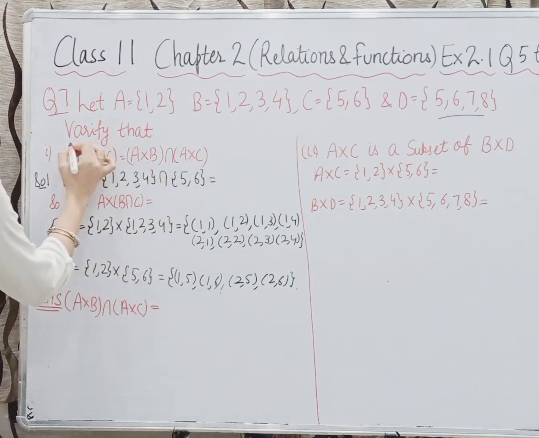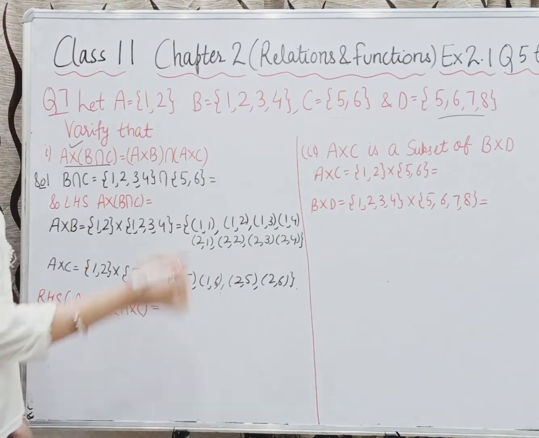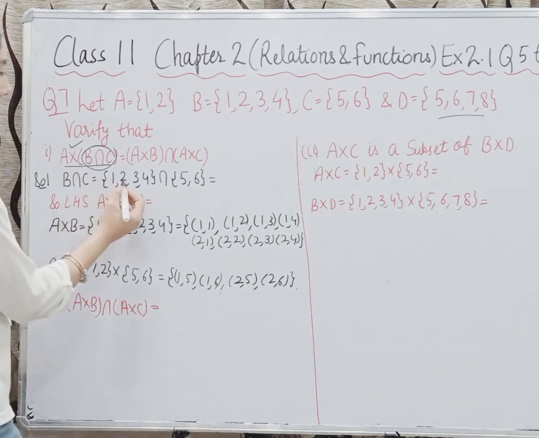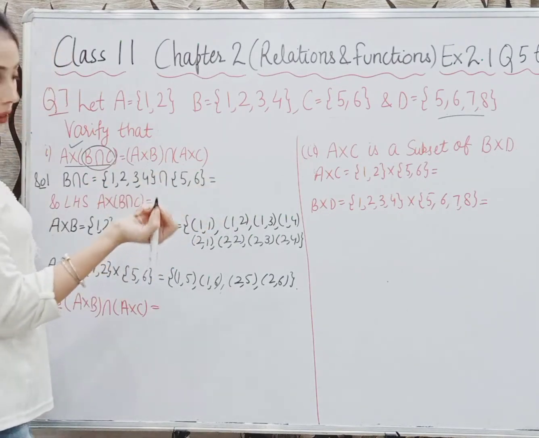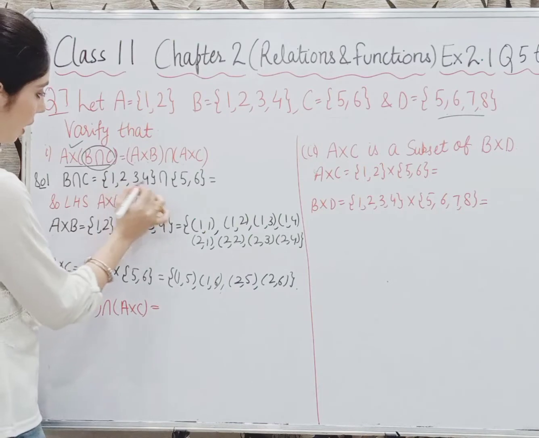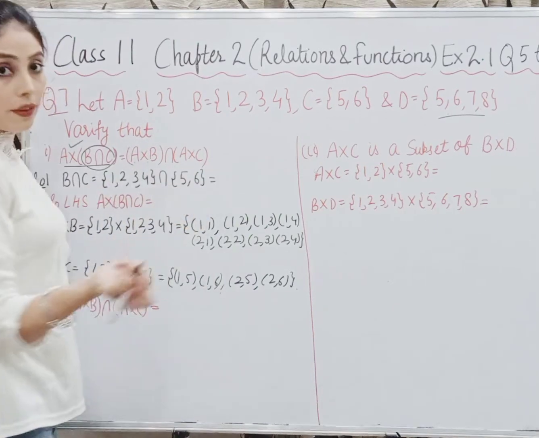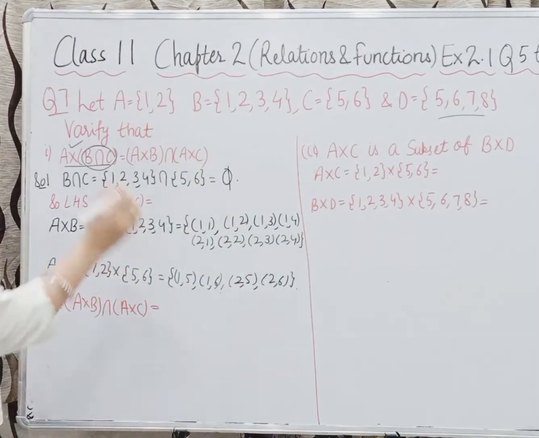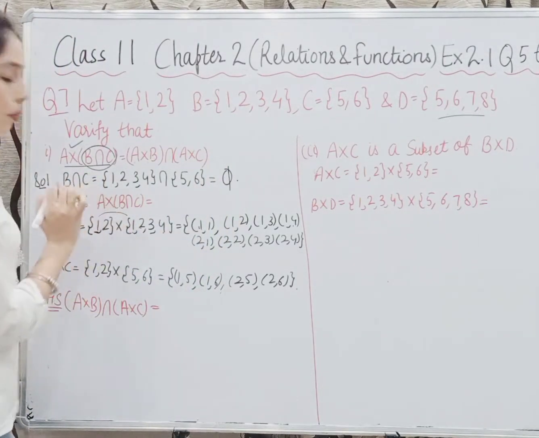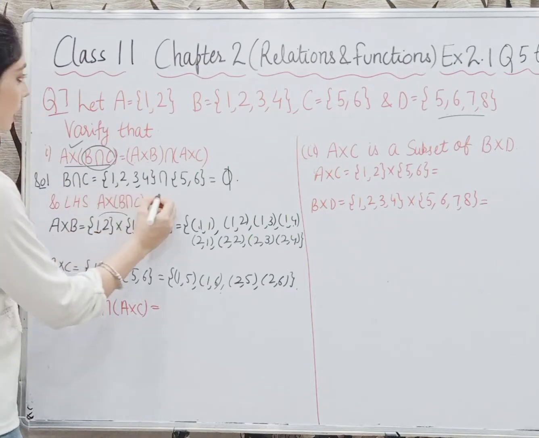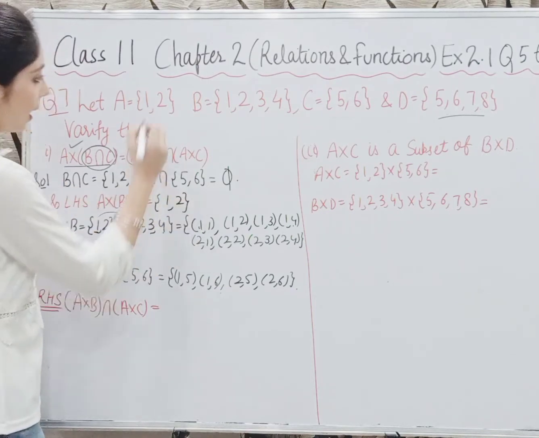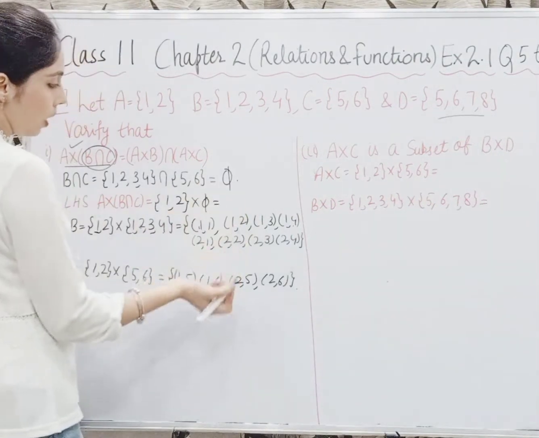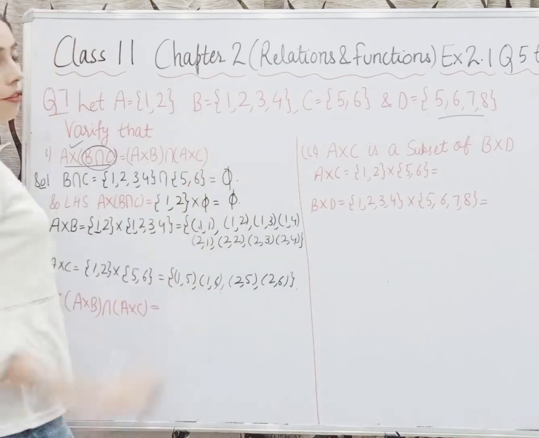Okay. First of all, we will do the left hand side. First of all, we will find the intersection of B and C. We know that in the intersection we have all the common elements. But in B we have 1, 2, 3, 4 and in C we have 5 and 6. So there is no common element, so we will write the empty set. Now the left hand side is the Cartesian product of A and (B intersection C). A is {1, 2} and the intersection of B and C is empty. So the answer will be empty.